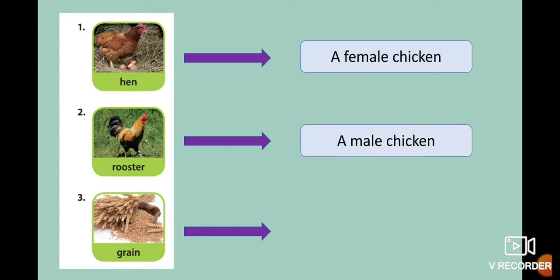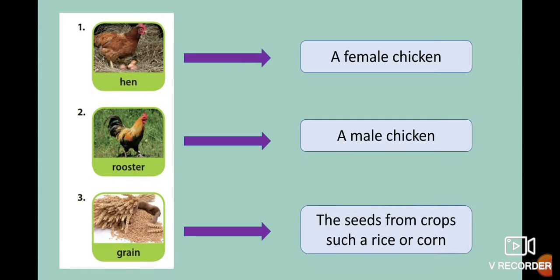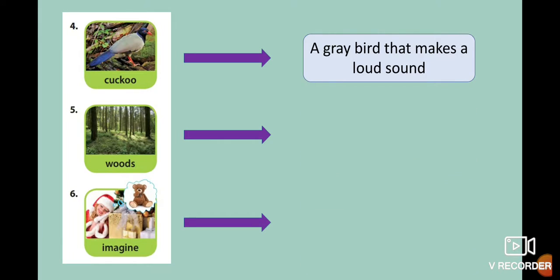We study the vocabulary that we have already learned in this unit. First of all, we have hen. You know that this one is a female chicken. Rooster, this is a male chicken. Grain, these are the seeds from crops such as rice or, in some cases, corn. Cuckoo, this is a gray bird that makes a loud sound.